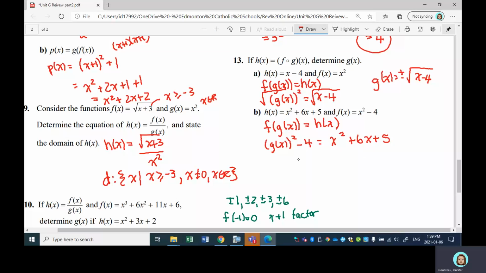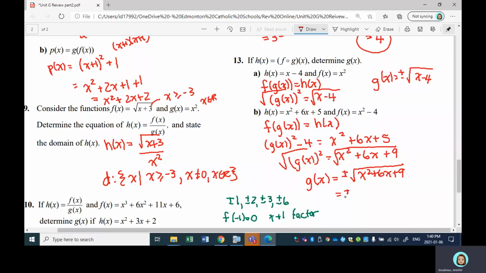I'm going to start by adding 4 to both sides. So g at x is still squared. I'm just going to add the 4 to both sides. So x squared plus 6x plus 9. And then again, because we want to solve for g at x squared, we're going to take the square root of that. So g at x is equal to plus and minus root x squared plus 6x plus 9, which you might notice, you might not, this is a perfect square trinomial. So this actually can factor into x plus 3 all squared, which gives us plus and minus x plus 3.